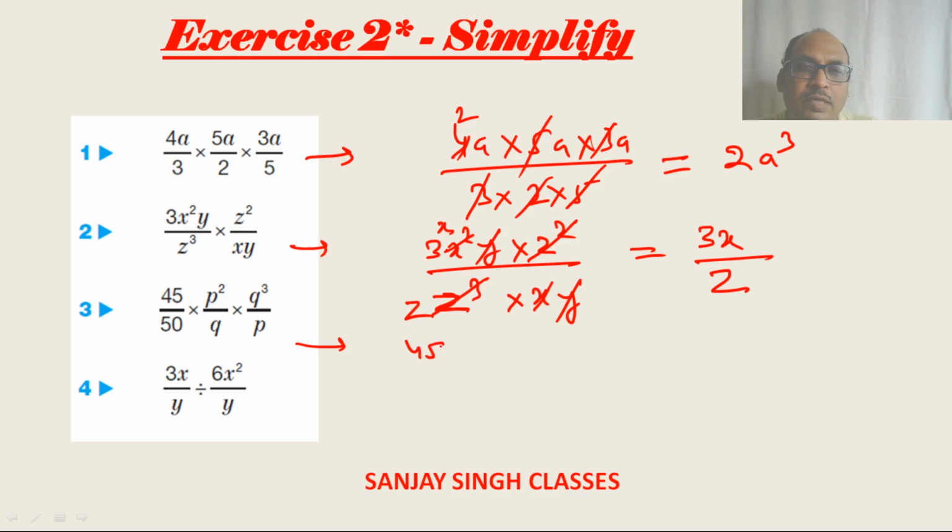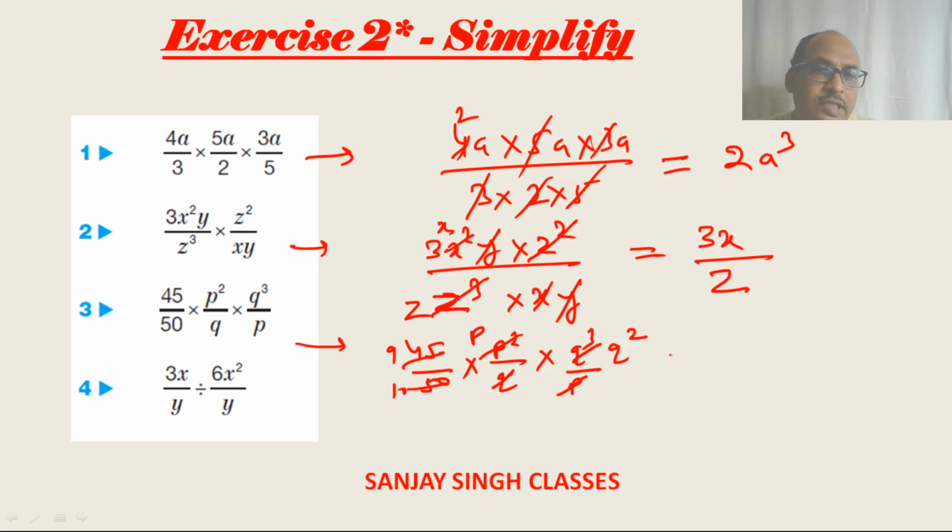45 by 50 into p square by q into q cube by p. So 1p will cancel this p, 1q will cancel this q square. Okay, and then 5 9s are 45, 5 10s are 50. So it is becoming 9 by 10, and in the denominator no variable is there, but in the numerator the variable is p and q square.